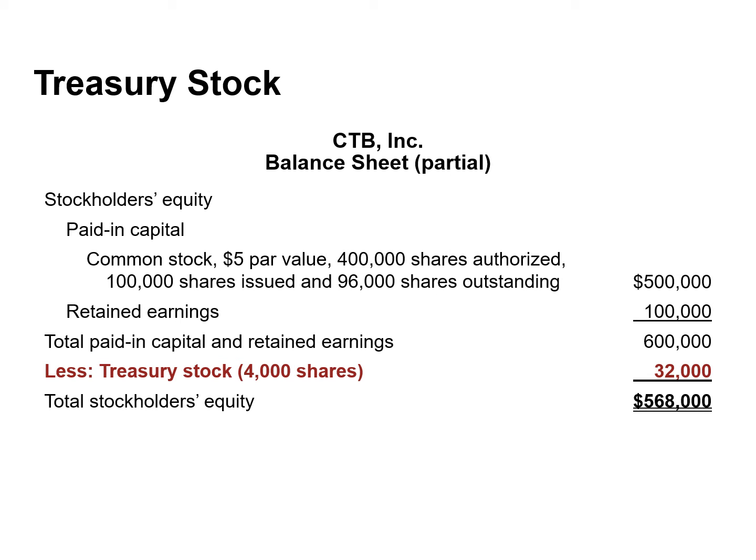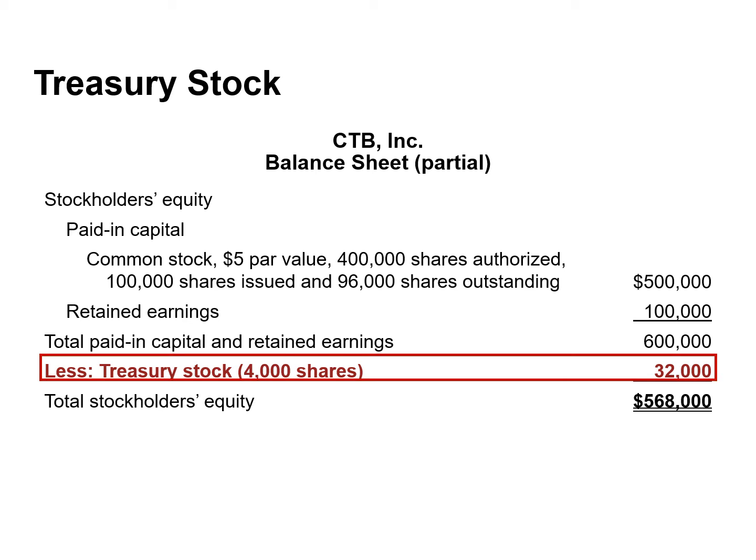Companies show treasury stock as a deduction from total paid-in capital and retained earnings in the stockholders' equity section of the balance sheet. The acquisition of treasury stock reduces stockholders' equity.